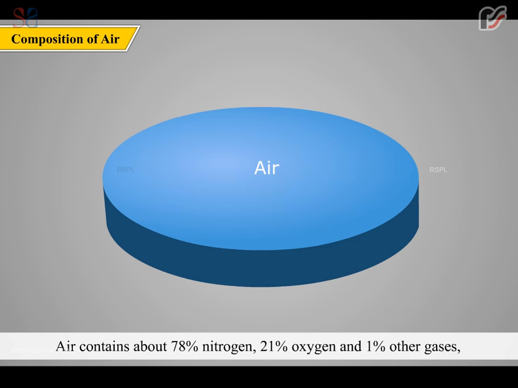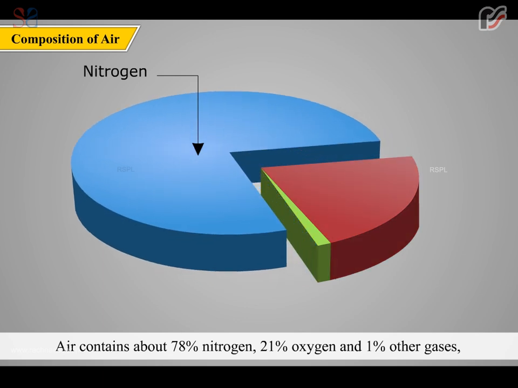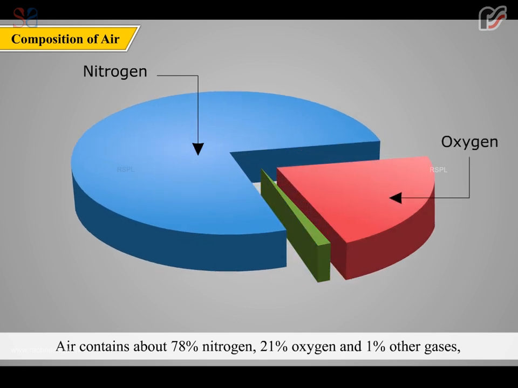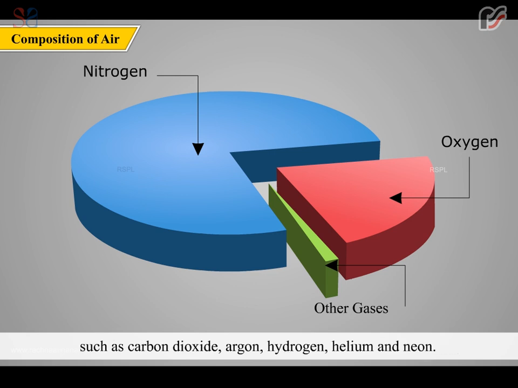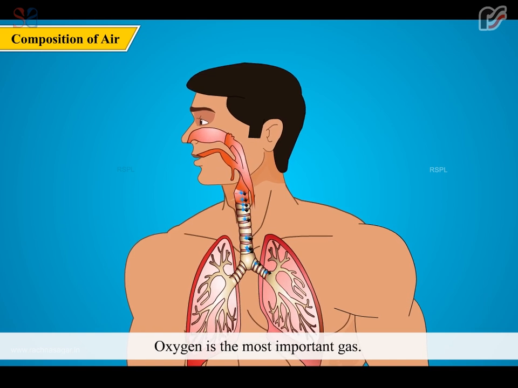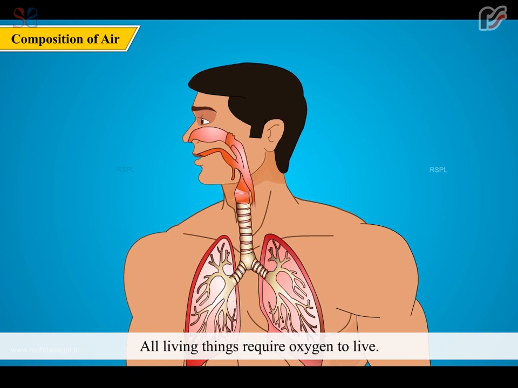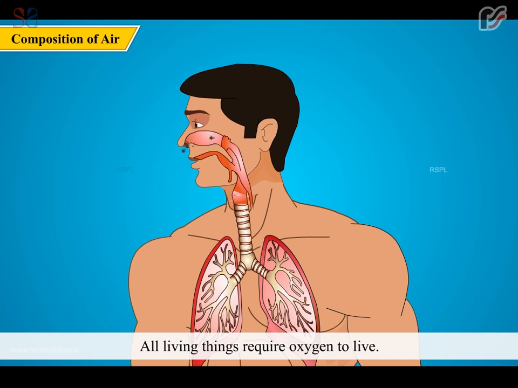Composition of air. Air contains about 78% nitrogen, 21% oxygen and 1% other gases such as carbon dioxide, argon, hydrogen, helium and neon. The percentage of dust, smoke, water vapors and air pollutants in air may vary from place to place. Oxygen is the most important gas. All living things require oxygen to live.